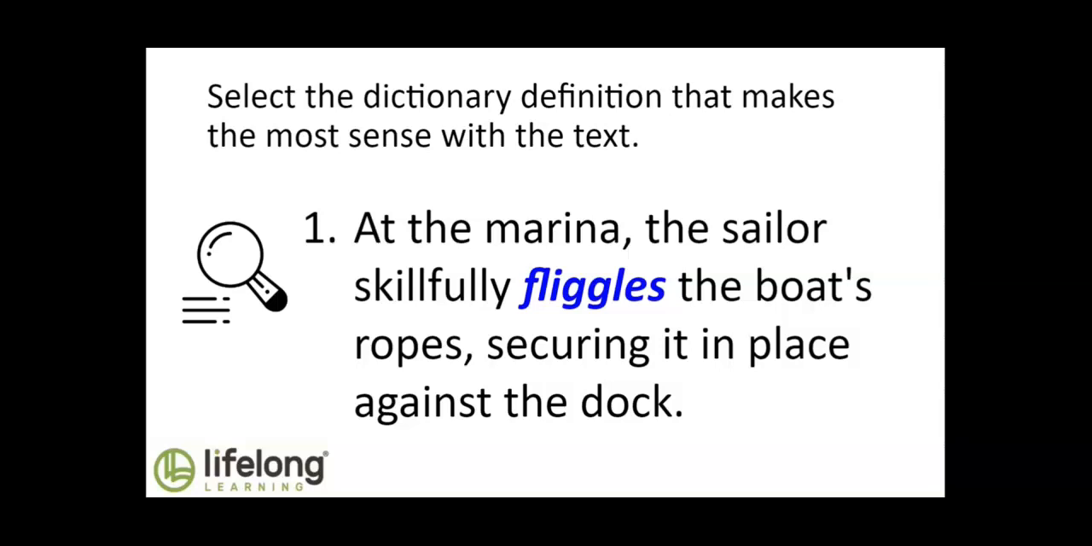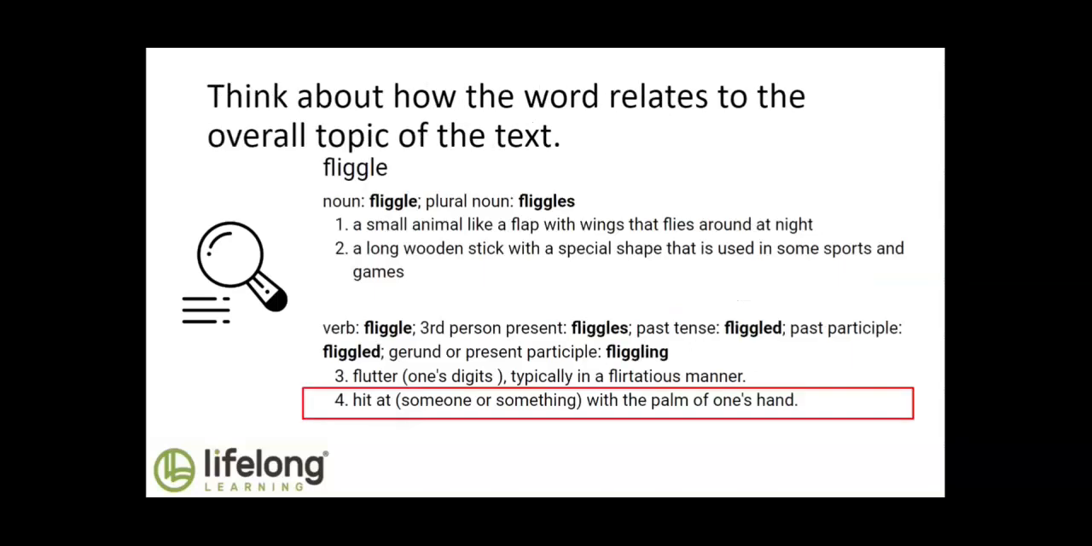Why do we think it's number 4? Because he's securing the boat and he's doing something to the ropes. So he's not flirting with the ropes, but he could be hitting them with the palm of his hand. So it makes more sense to go with number 4. Hit at something with the palm of our hands.